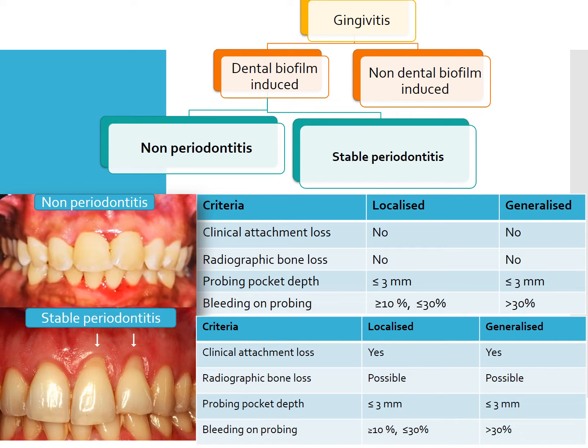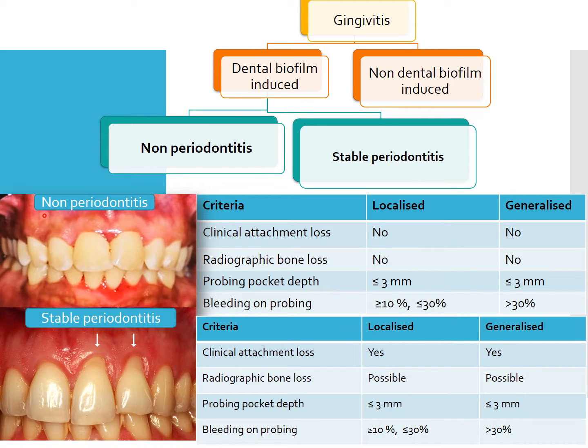Coming to gingivitis classification in the 2017 AP classification, it is included either under dental biofilm induced or non-dental biofilm induced. Under dental biofilm induced, it can be either due to a non-periodontitis case and also it can occur in stable periodontitis. So let me explain you in detail.